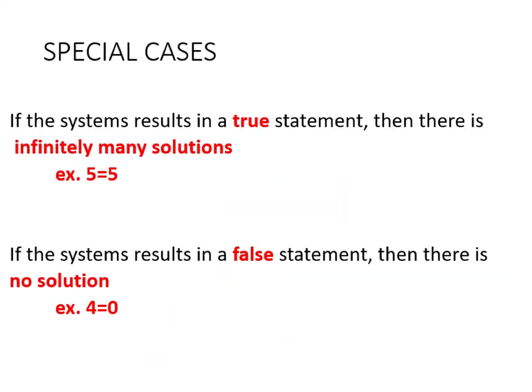In this video, we will talk about special cases of solving systems of equations with elimination. First, if the system results in a true statement, then there are infinitely many solutions. So for example, 5 equals 5 would indicate infinitely many solutions. If the system results in a false statement, then there is no solution. So if you get something like 4 equals 0, which isn't true, then it would be considered no solution.